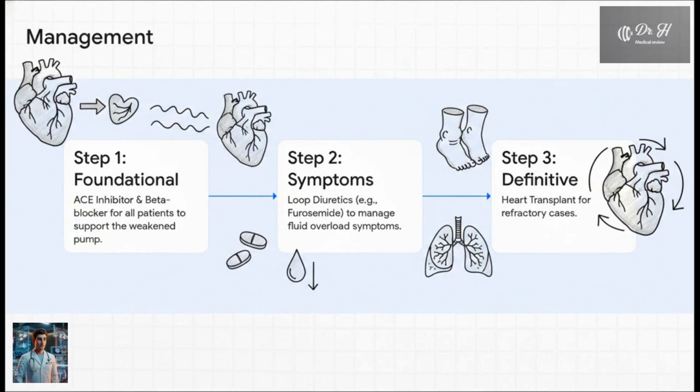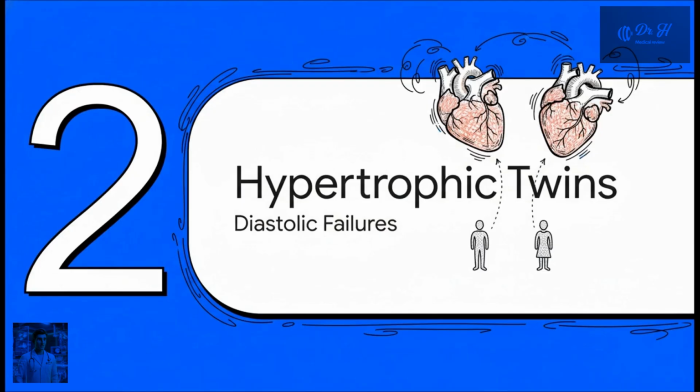Okay, so how do we manage it? It's your classic bread and butter systolic heart failure playbook. The pump's weak, right? So pretty much every single patient is going on a beta blocker and an ACE inhibitor. That's just standard of care. Now, if they're fluid overloaded, we'll use loop diuretics like furosemide to get that fluid off. But what if the meds just aren't cutting it? Well, the definitive end-of-the-line treatment is a heart transplant. Okay, 1 down, 3 to go.